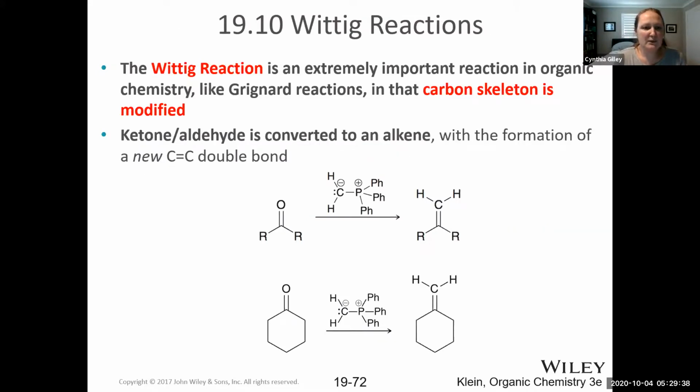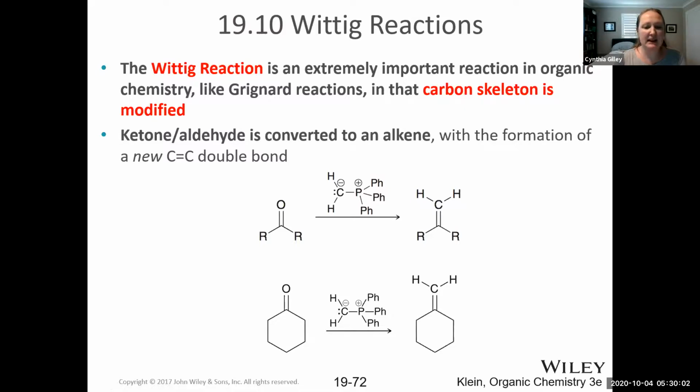Another carbon-based nucleophile is an ylide, also known as a Wittig reagent, in what's called the Wittig reaction. Notice how I'm pronouncing it. This is a German name, and so it's not "Wittig," it's "Vittig."